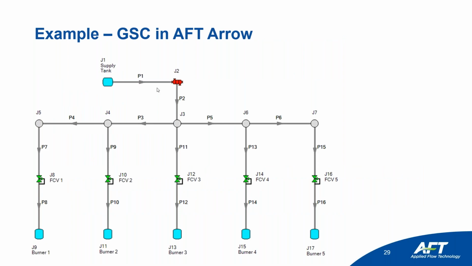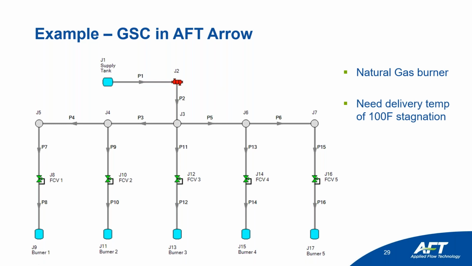All right, so here we've got a natural gas burner. We need a delivery temperature of 100 degrees stagnation down here. What we have is methane in the supply tank going through a heat exchanger, getting heated up, ready to go through to these burners. What we want to do is vary something to get my desired goal of 100 degrees stagnation temperature. All right, so pulling up the model now.